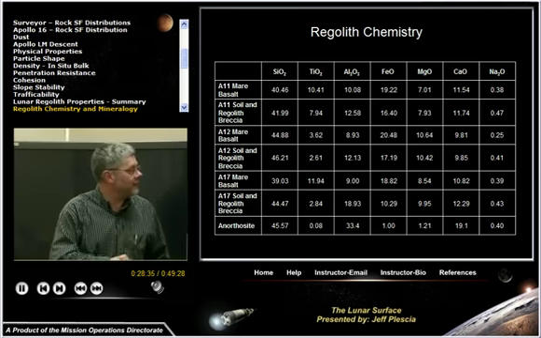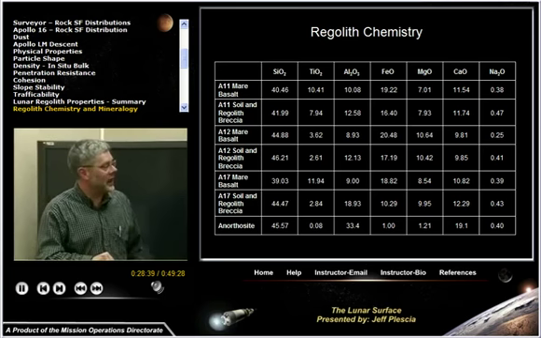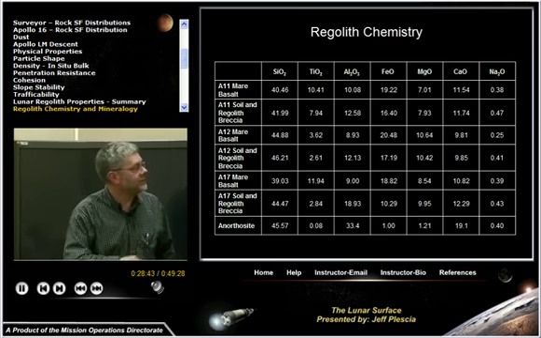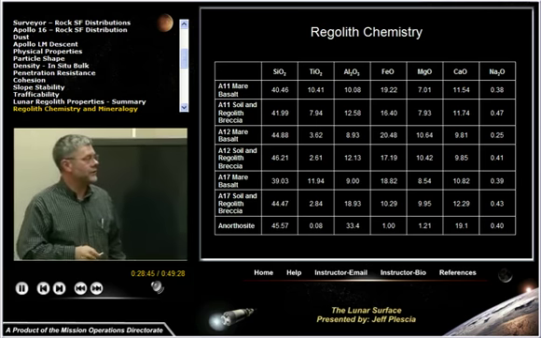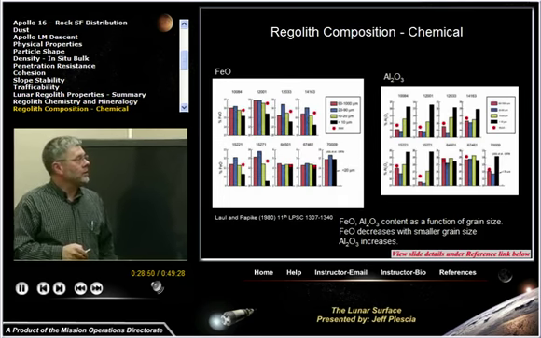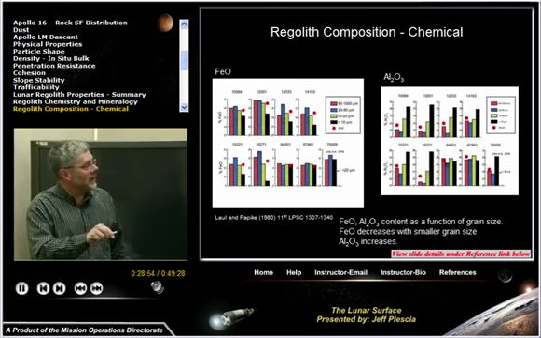The amount of iron also varies significantly. Most of the iron is found on the mare. There's very little iron in the highlands, and magnesium and calcium track in a similar way. But the bulk chemistry to first order is very well understood. Next slide.